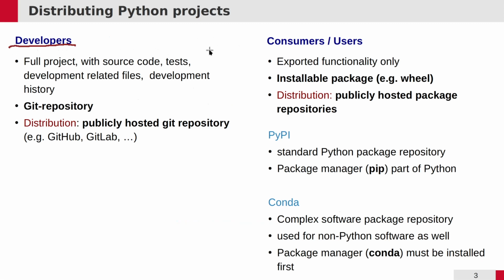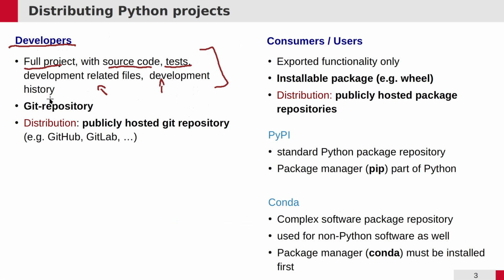And basically those people need all the information about your project you can get. That means they need all the files in your project, of course, all the source code in your project. They would have to access all the tests in your project. They would have to have access to all the development related files like .gitignore or some other files which are important for the development. And they might also need the development history itself if they want to look up something back in the past or fix something which was broken already in the past.